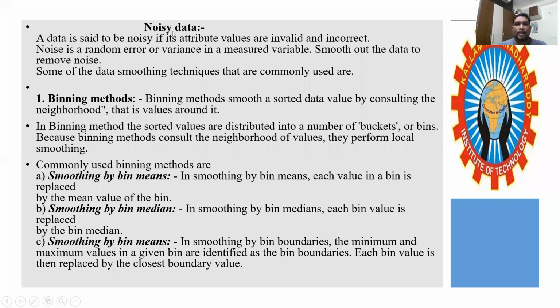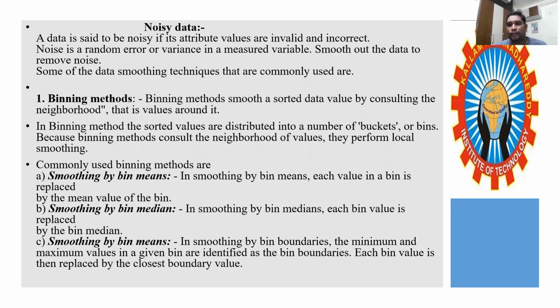Second one is noisy data. Noisy means containing many errors. Data is said to be noisy if attribute values are invalid and incorrect. You already know that noisy means, for example, if a particular salary attribute is available, the salary attribute value should be a positive value.